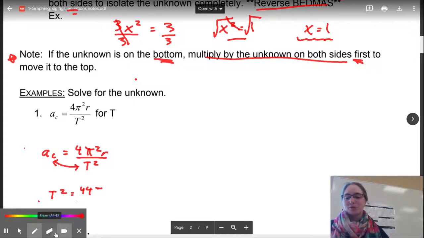Oops, two 4s. You don't want that. So 4 pi squared over t squared. A. Goodness. It's not even Monday. I can't blame it on Monday.